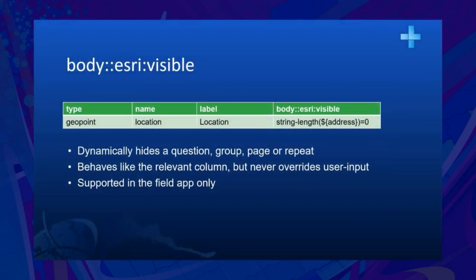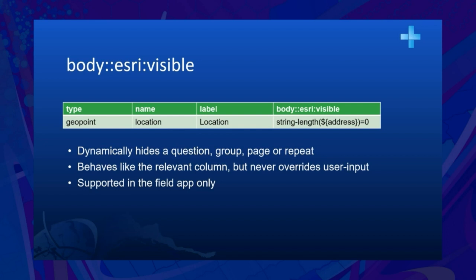With the 3.12 update, you can also now add the body Esri visible column. It behaves similarly to the relevant column in that if the expression you write in there is true, then that question is going to pop. And if it is false, the question will be hidden. So you can dynamically show and hide content in your form. Both relevant and Esri visible apply to questions, groups, pages, even repeats.